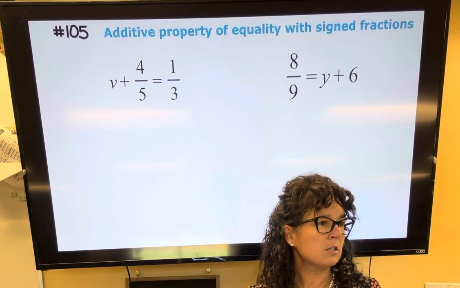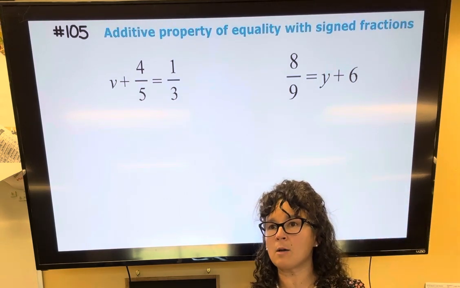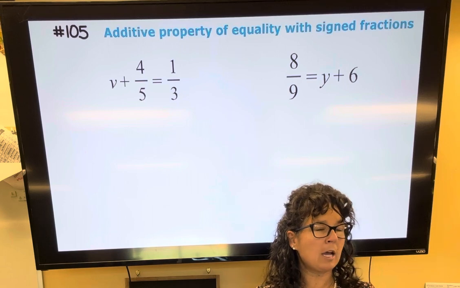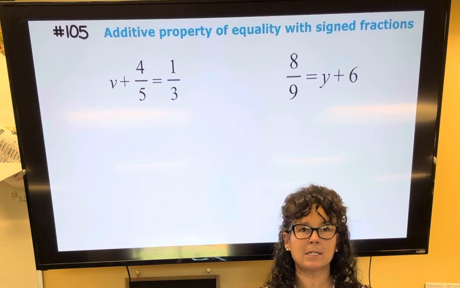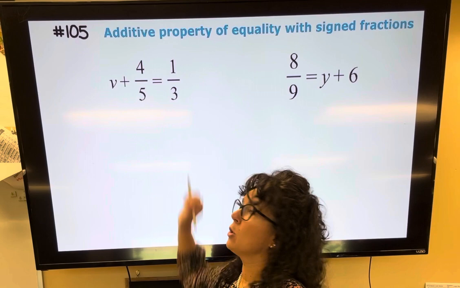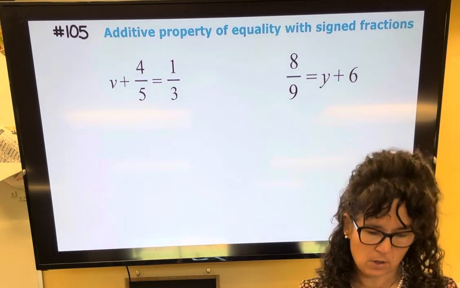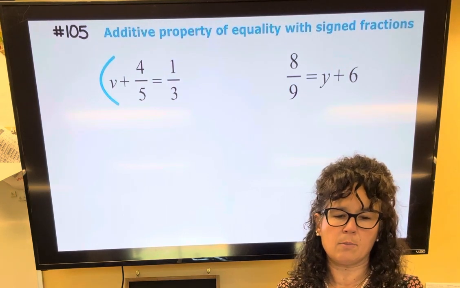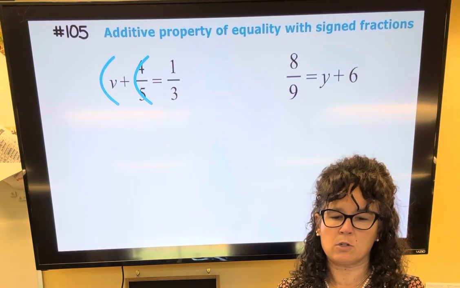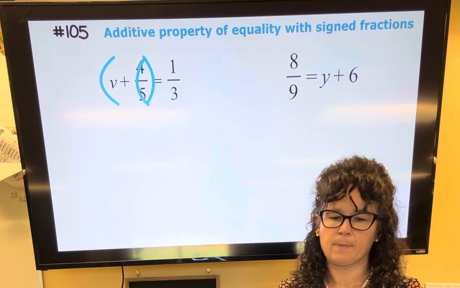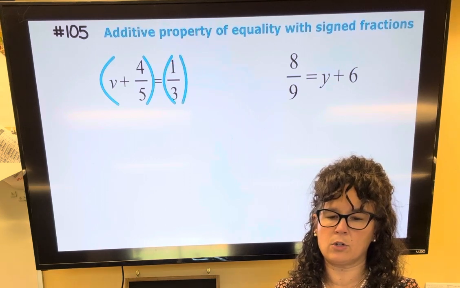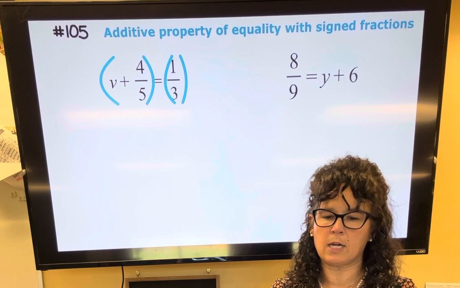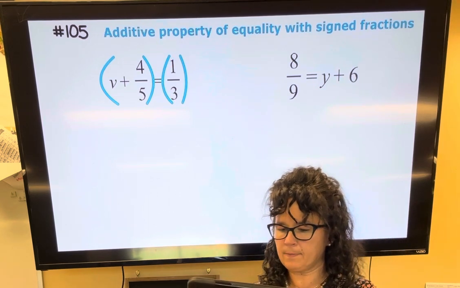You don't need to necessarily find the least common denominator. Just multiply both sides by the denominators multiplied together. So 5 multiplied by 3 is 15. So I'm going to multiply both sides by 15. So let's put some parentheses around both sides. Okay. All right, so then I'm going to multiply both sides by the number 15.